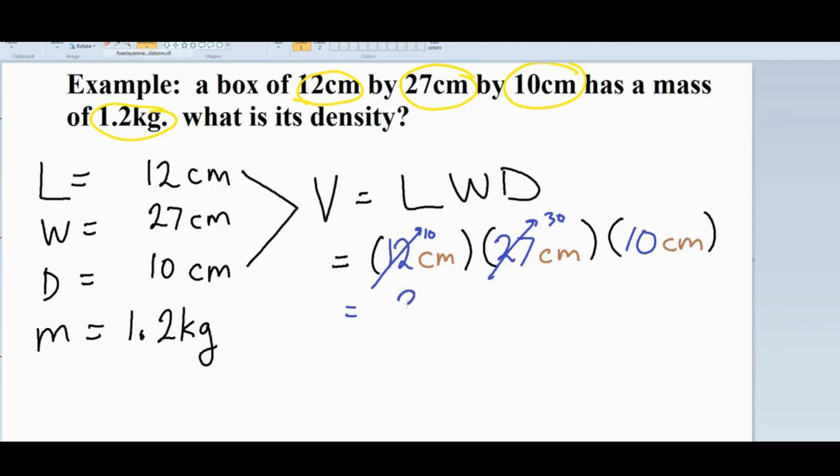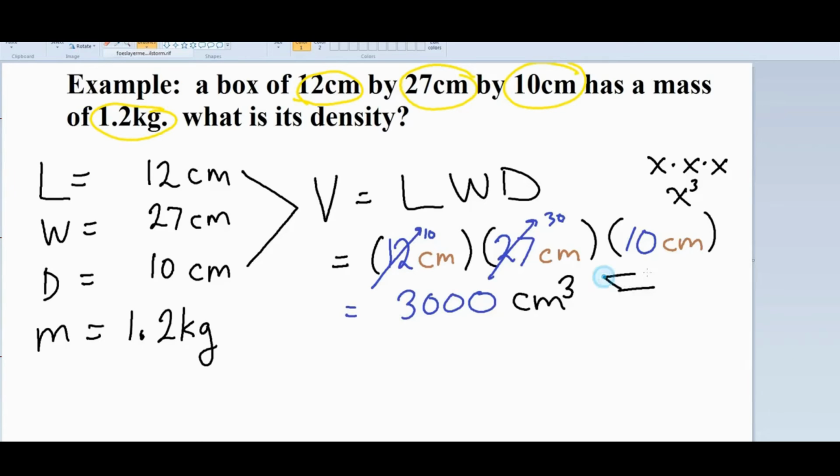I get an answer of 3,000. Now this is volume. A centimeter and a centimeter and a centimeter multiplied together. Let's just not change it from centimeters. Let's call it x. What do you get when you do x times x times x? Well, isn't that x cubed? So this will be centimeters cubed.